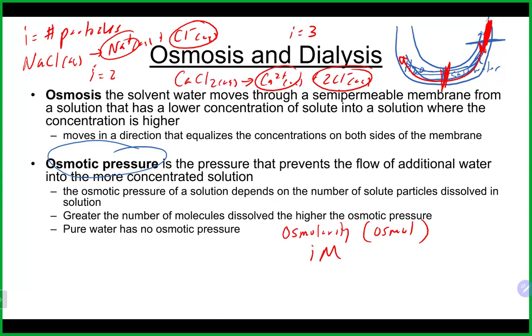So how does that affect a solution? For example, let's just say we had a 2.5 molar sodium chloride solution, and we have the exact same molarity here, a 2.5 molar calcium chloride solution. So they both have the exact same molarity. The difference here is the number of particles that they break apart into.